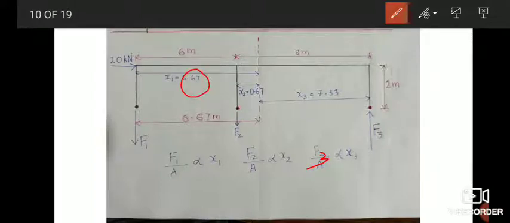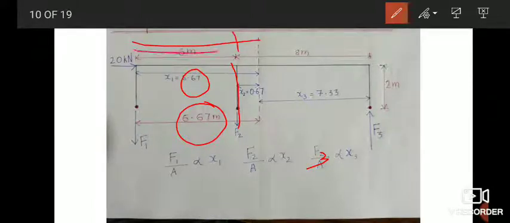So you know X bar is 6.67 meters. So X1 is the distance from the left column to the centroidal axis, so again it will be 6.67. X2 is the distance of the second column from the centroidal axis. In that case the total is 6.67. From here to here 6.67, and here to here it is only 6. So the remaining will be 0.67, and this will be 8 minus 0.67, which is 7.33.